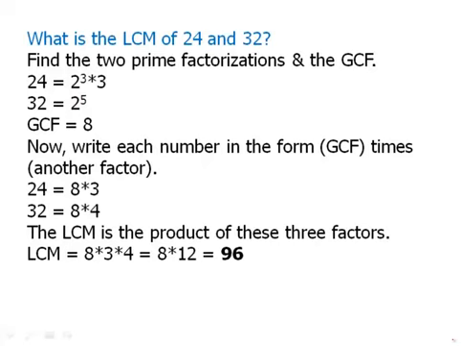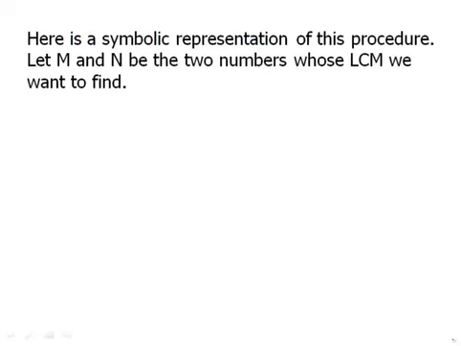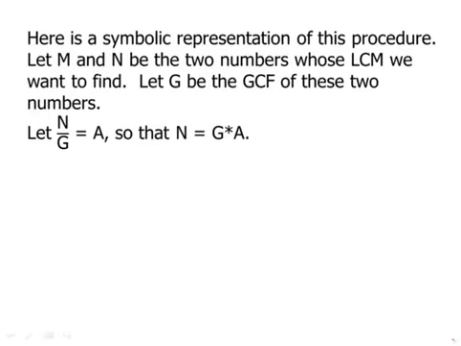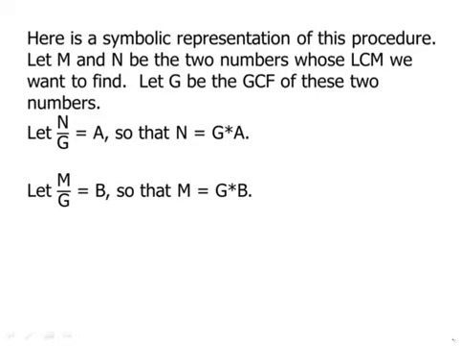So that basic procedure, which I've demonstrated here, now I can demonstrate it in a general form, in a symbolic representation. Let m and n be the two numbers whose least common multiple we want to find. Let g be the greatest common factor of these two numbers. Let n over g equal a, so that we're writing n as the greatest common factor times another number, a. Let m over g equal b, so that we're writing m as the greatest common factor times another number, b. Well then, the least common multiple is just g times a times b. In other words, the greatest common factor times those leftover factors in each of the numbers.